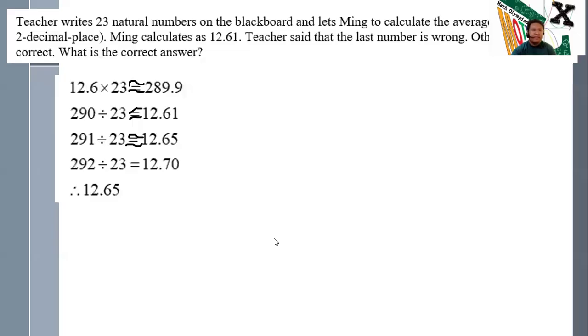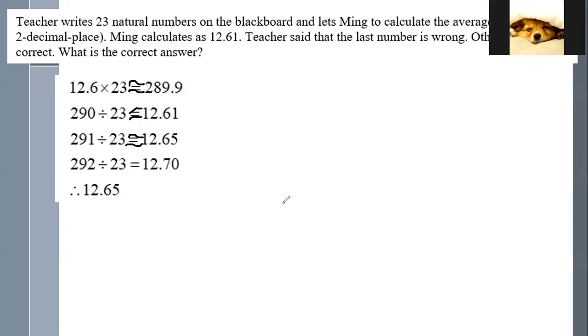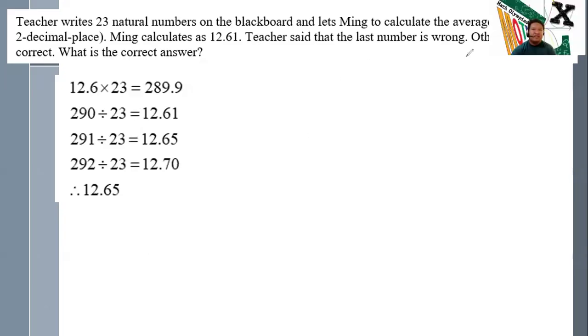Any question? Sir, I don't understand how they find the number. Again, for that one more time. The last number is wrong, so the last digit is wrong, meaning 12.6 is the correct part. So again, how do we solve for the sum? To calculate the average, average is equal to the sum divided by the number of terms, or how many numbers there are. That's n. As you can see, we don't know the sum.